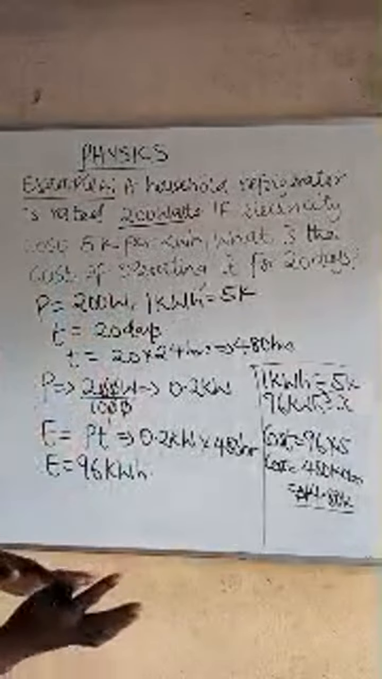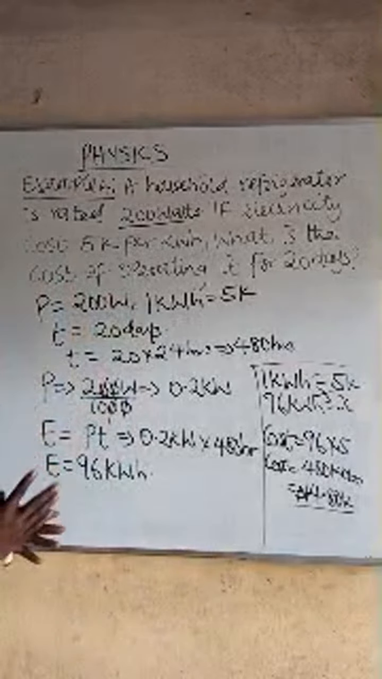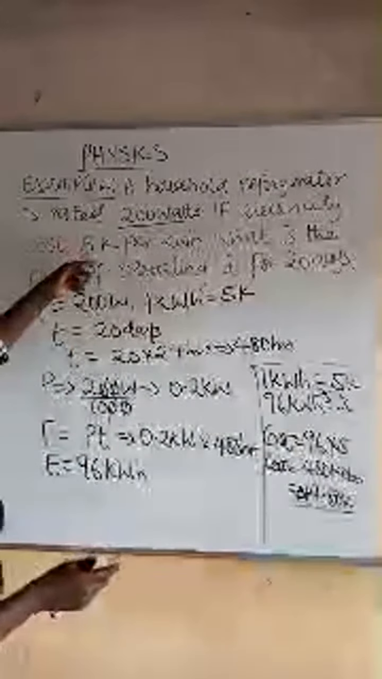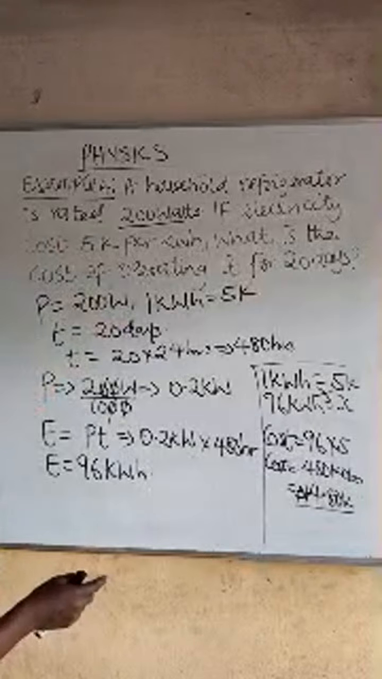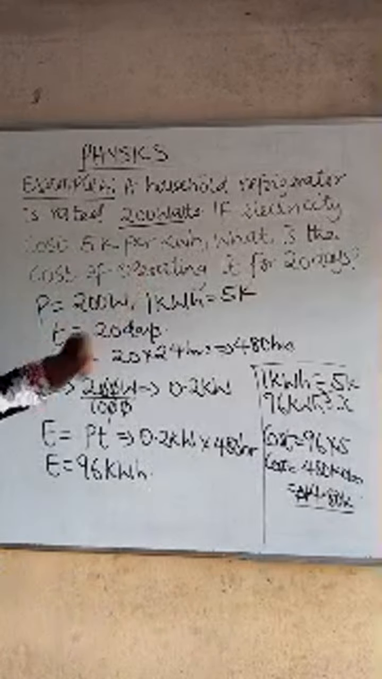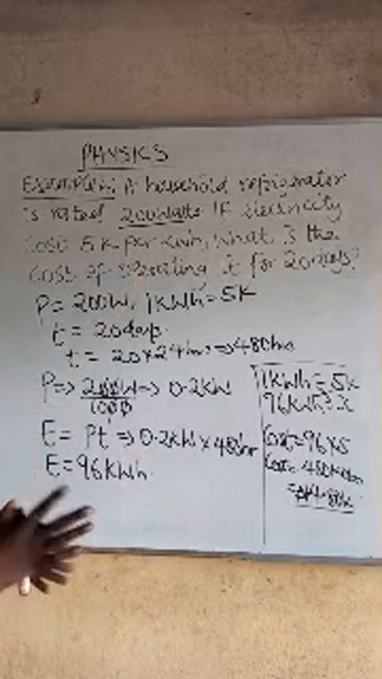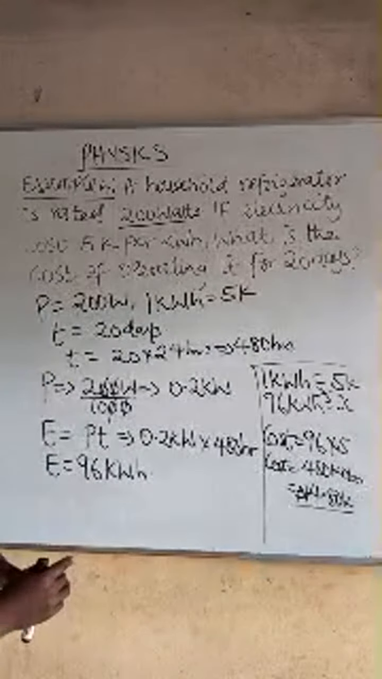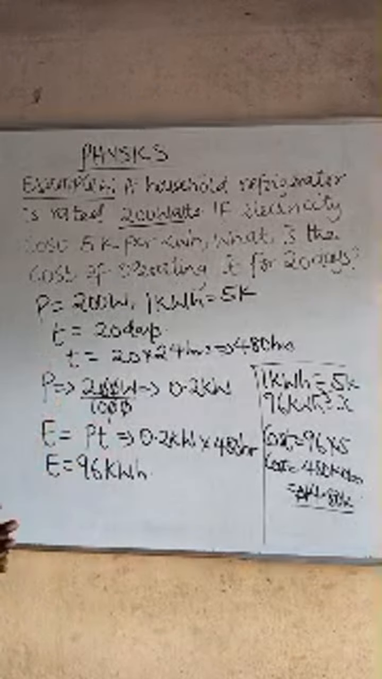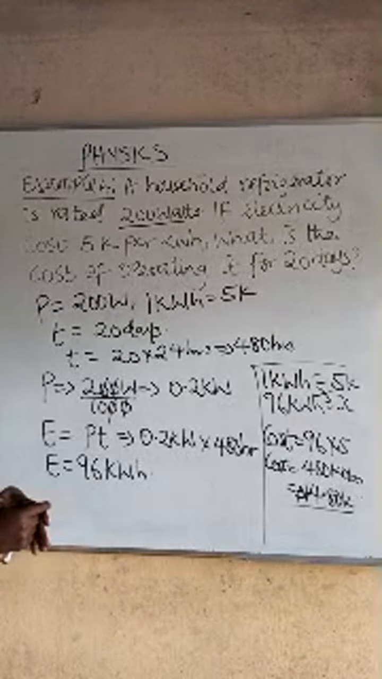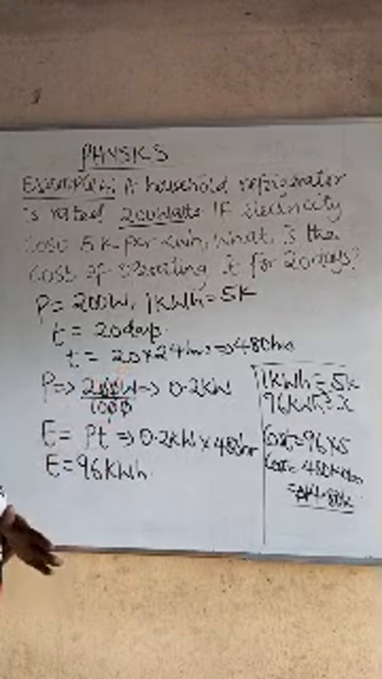A household refrigerator is rated 200 watts. That is the power. If electricity costs 5 kobo per kilowatt hour, that is the cost for using it for 1 unit. 1 unit costs 5 kobo. What is the cost of operating it for 20 days? Now, after setting our parameters, we should know that we're going to convert the days to hours. If 24 hours makes 1 day, and we have 20 days, how many hours are there in 20 days?